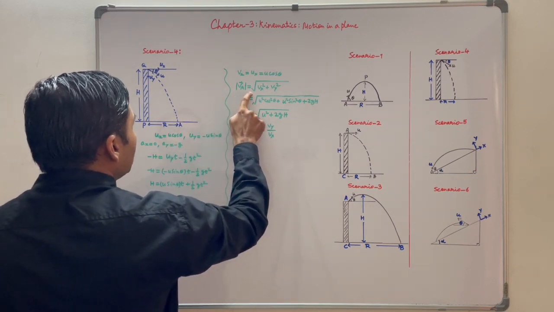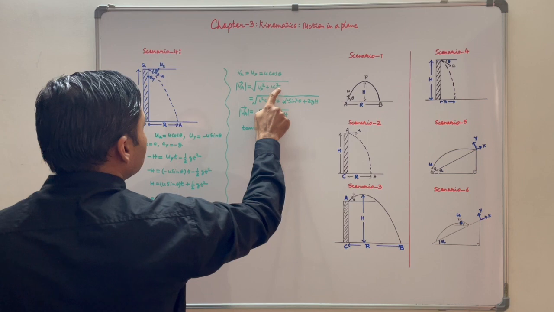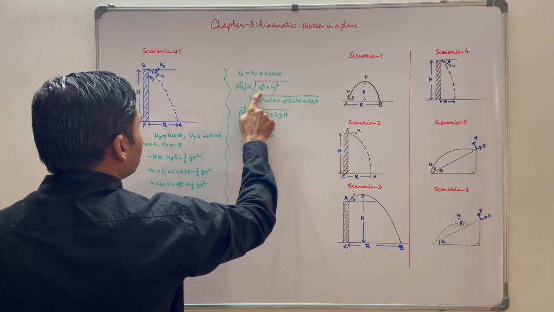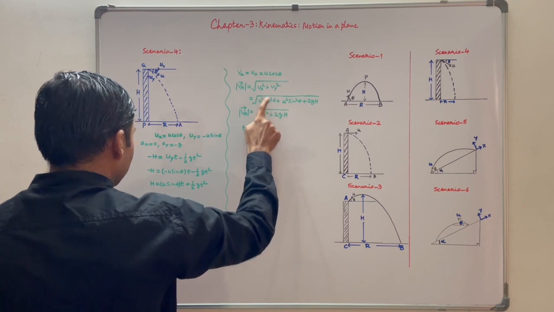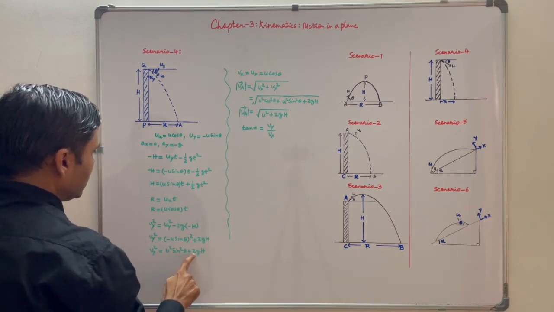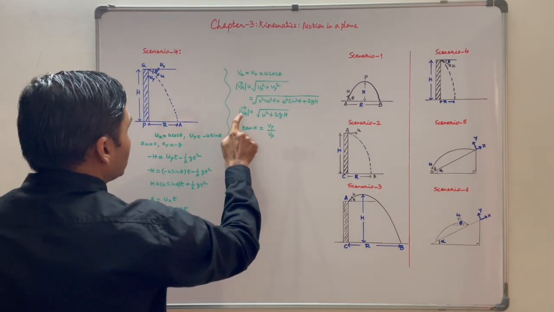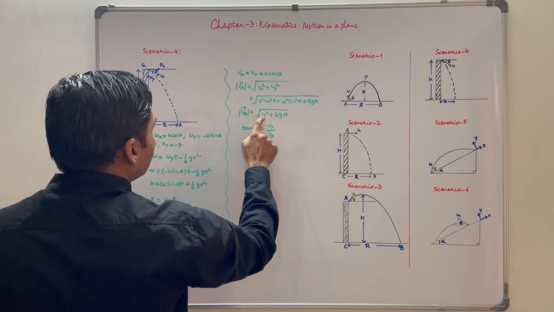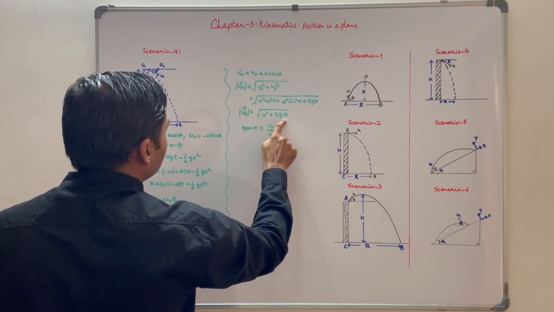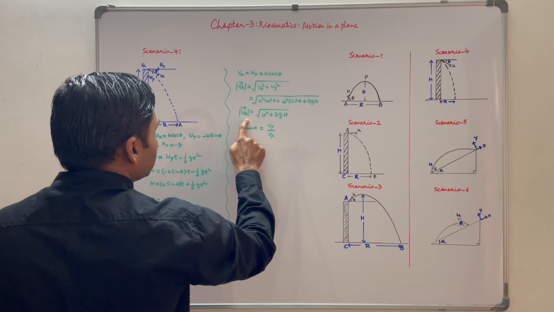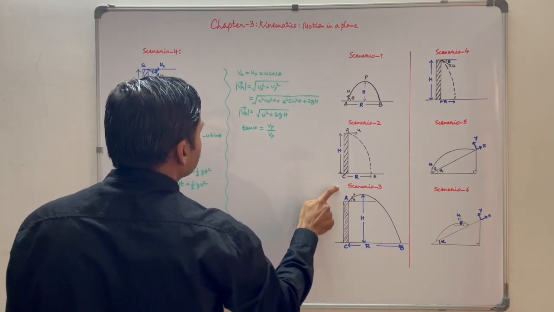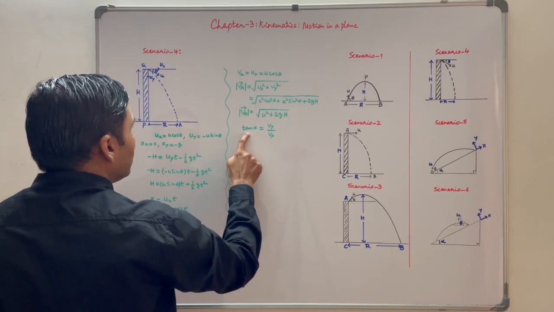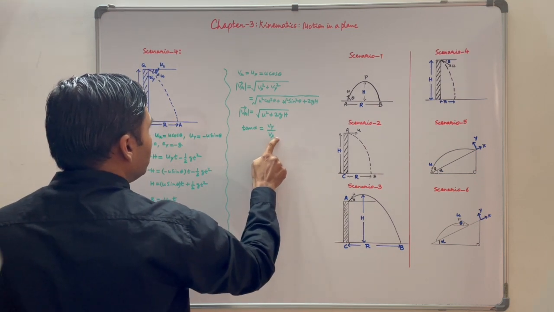Magnitude of v is equal to under root vx square plus vy square. vx square is equal to u square cos square theta and vy square is equal to u square sin square theta plus 2gh. So magnitude of v is equal to under root u square plus 2gh. It is the same as in scenario 2 and scenario 3 when the particle hits the ground. Tan alpha is equal to vy upon vx.